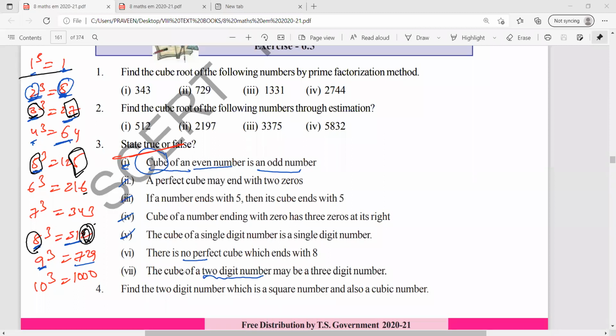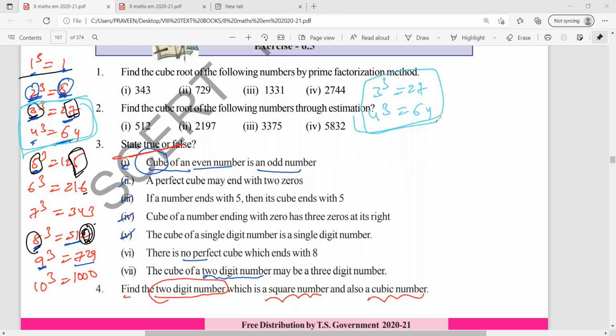What they're telling is to find the two digit number. It should be a square number and it should be a cube number. First of all, try to take the cubes. What are the two digit numbers? 3 cube, 4 cube. Sorry, I'll take 3 cube: how much? 27. 4 cube, 64. Only these can be two digit cubes.